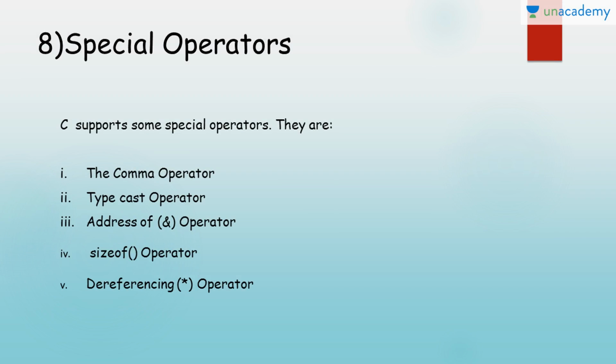Now we'll move on to the special operators. The C language supports some special operators. They are the comma operator, typecast operator, address of operator, that is the AND operator, sizeof operator, and dereferencing operator. I will teach the typecast operator in the next lesson. So now we'll learn about the comma operator, address of, sizeof and dereferencing operator.